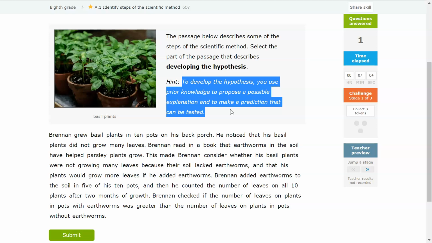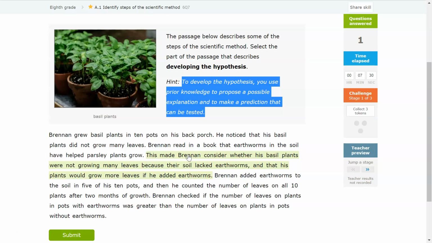Okay, so what do you think the answer is? Okay, so Brennan grew basil plants. That doesn't sound like an answer. He noticed that his basil plants did not grow many leaves. Doesn't sound like an answer. Brennan read in a book that earthworms in the soil have helped parsley grow. This made Brennan consider whether his basil plants were not growing many leaves because their soil lacked earthworms, and that his plants would grow more leaves if he added earthworms.